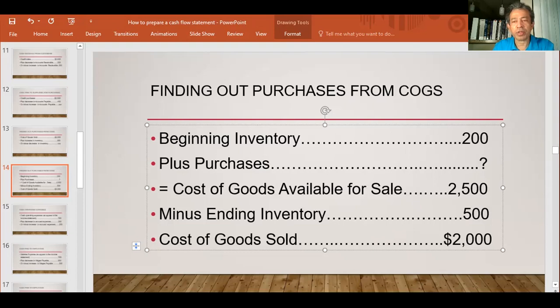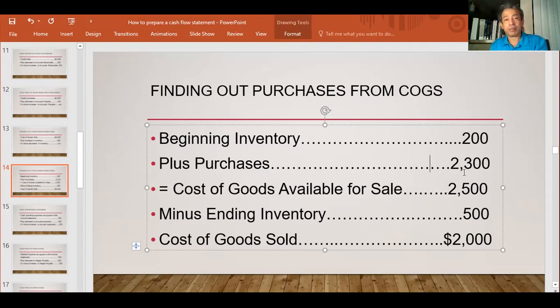So now we have our cost of goods available for sale, and from cost of goods available for sale, something was added to something to get to $2,500. So how much was that missing number? That must have been $2,300. You can see now it all makes sense. Your beginning inventory was $200 plus purchases of $2,300 makes it $2,500 for COGS, and then minus the ending inventory of $500 is your cost of goods sold.